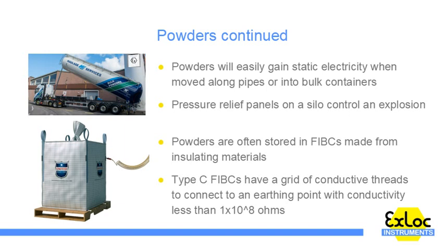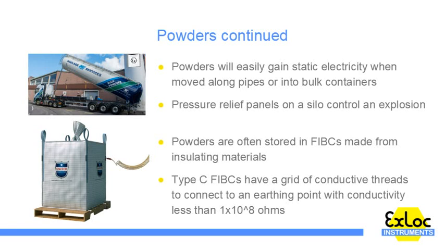Powders are often stored in FIBCs, or flexible intermediate bulk containers, made from insulating materials such as polypropylene, and these would prevent static charge from dissipating safely. Hence, the basic FIBCs are not suitable for use in hazardous areas. There are, however, more specialized types of FIBC that may be used safely.